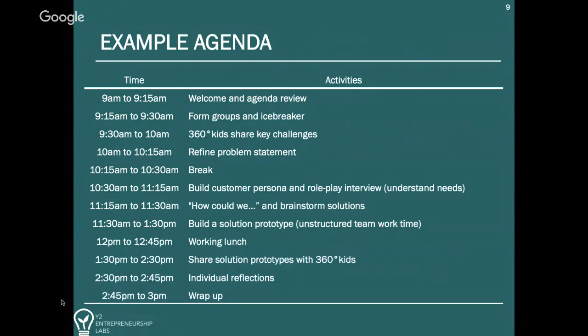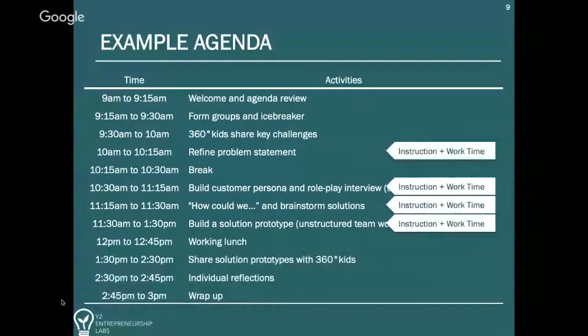And then finally, we'll give the students the opportunity to share their prototypes with the community partner, in this case 360 Kids, so that there is some closure, there's some feedback. We encourage the community partner to provide feedback, ask questions, and engage with the students, so the students do feel that they've been heard, they're acknowledged, and then we do reflections and wrap.